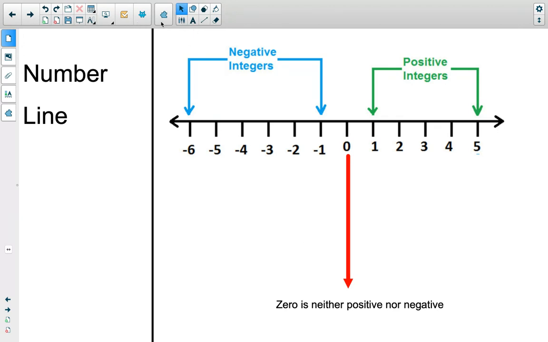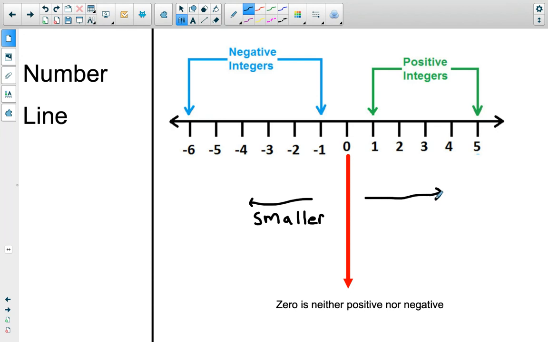Now, remember when you're dealing with positive and negative numbers, the further left you go, the smaller your number is. So -6 is smaller than -1. So the further left you go, the smaller a number is. The further right you go, the bigger your numbers are. So +6 is bigger than +1. The numbers get bigger as you go right. They get smaller as you go left.